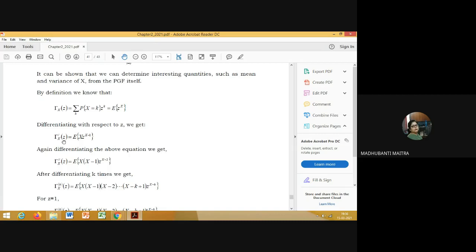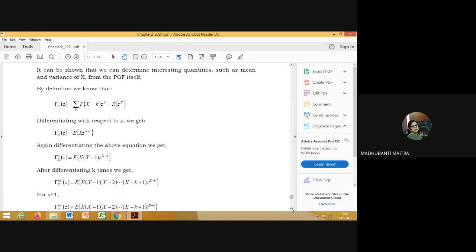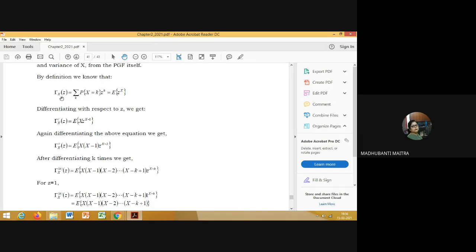If we take the first derivative of this function, we get the expected value of x times z to the power x minus 1. I did the second derivative by mistake; the first derivative is the expected value of x into z to the power x minus 1. Again, if we differentiate that, that means we are taking the second derivative, we get tau double dash z equal to the expected value of x into x minus 1 z to the power x minus 2.